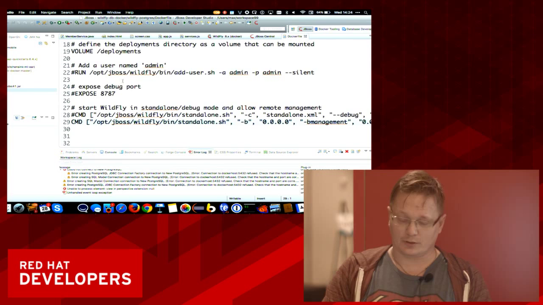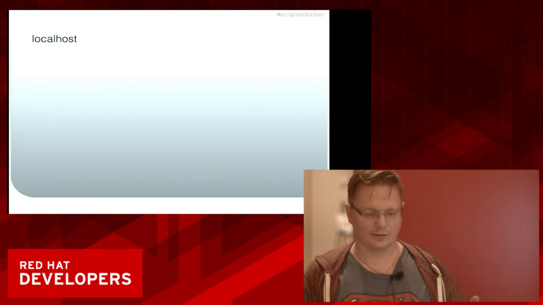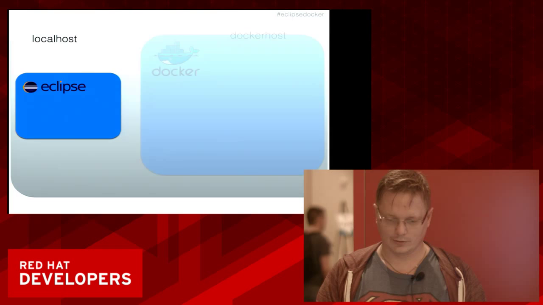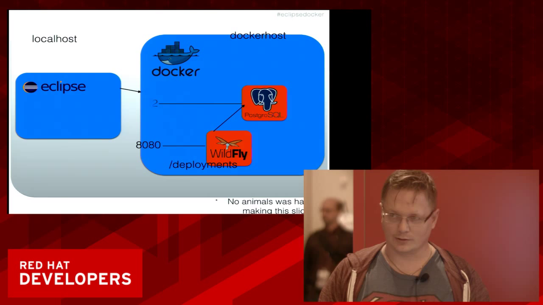So that's what this Docker file does. Okay, let me just back up 2 seconds. So you say, I have my local host, this is this machine. I have Eclipse. I have the Docker. I then want Eclipse to connect to Docker and set up a Postgres, a Wildfly, and then do all this linking I talked about.